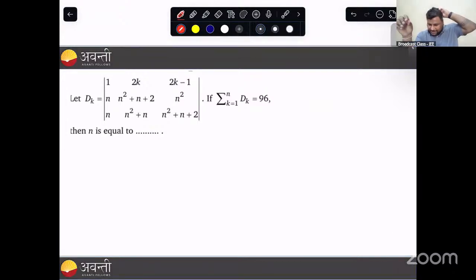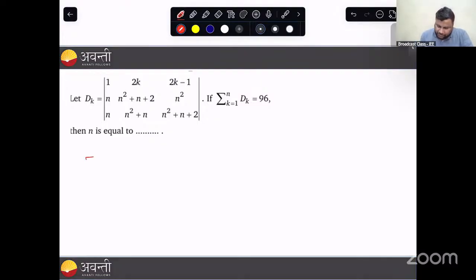dk is the determinant with rows 1, n, n; 2k, n square plus n plus 2, n square plus n; 2k minus 1, n square, and n square plus n plus 2. If you remember, we know when we add two determinants, we keep their two rows as it is. Yes or no? Two rows as it is, and we add them along their third row.